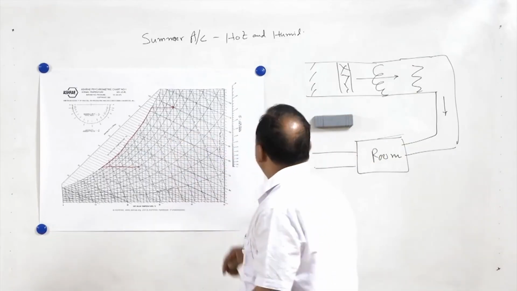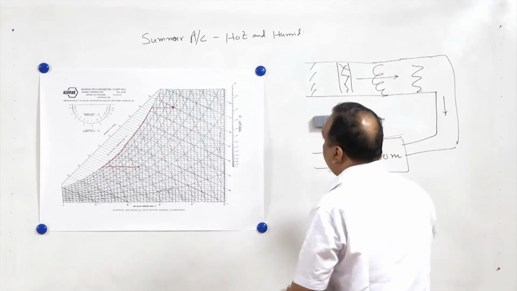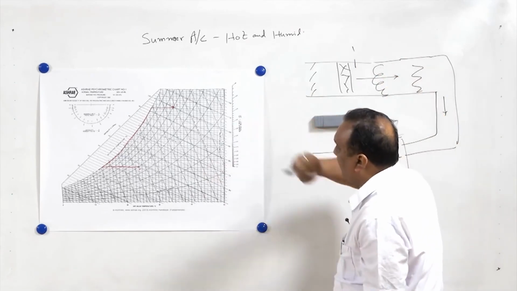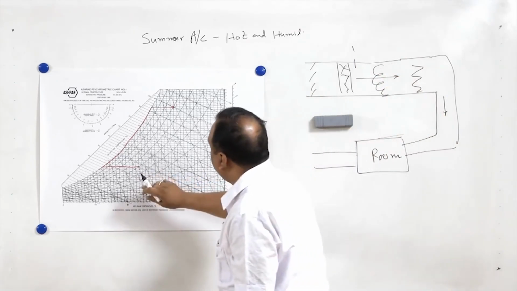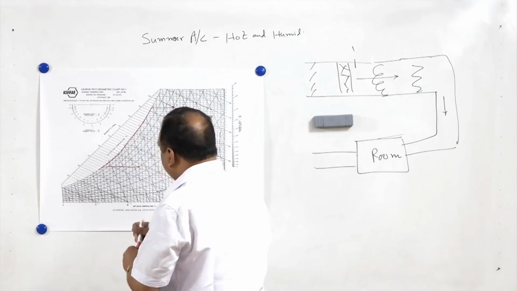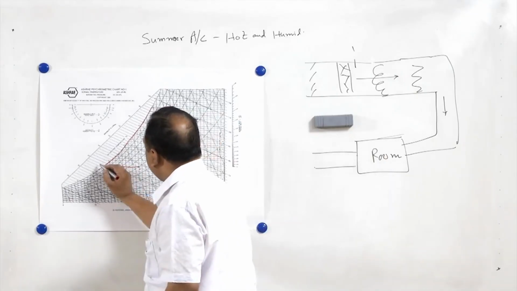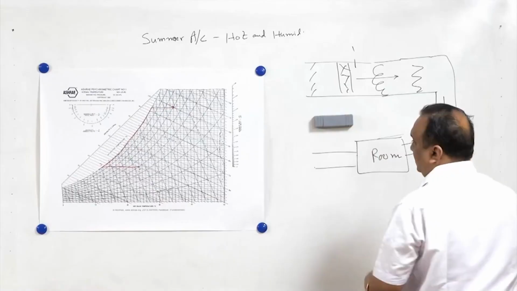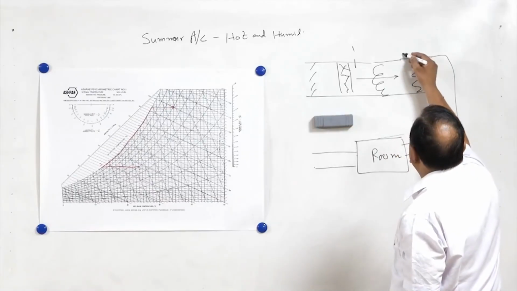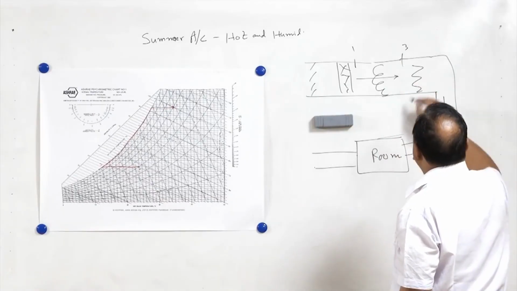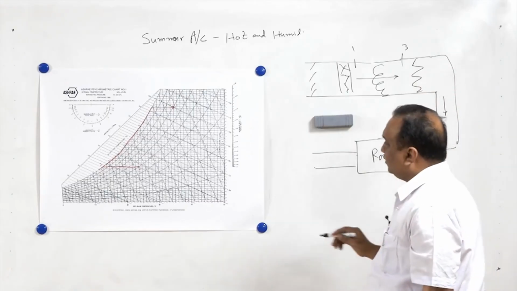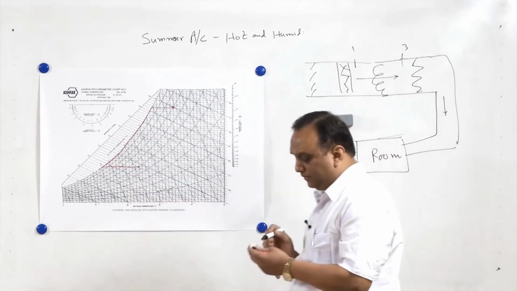So, the state 1 will be at the entry of the cooling coil, then this is state 2, this is state 3. State 3 we will get at the entry of the heating coil, and after the heating coil the air will enter the room. So, this is the room supply condition.